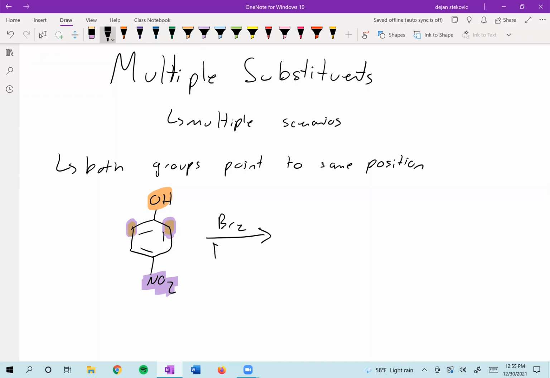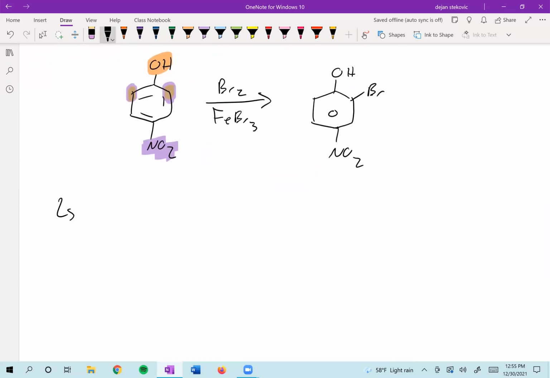So then when you do your reaction, so for example, bromination, it'll add ortho to the alcohol or meta to the nitro. So that one's pretty simple. Obviously, the more complex one is going to be when they point to different places. And when they point to different places, the strongest donator wins.